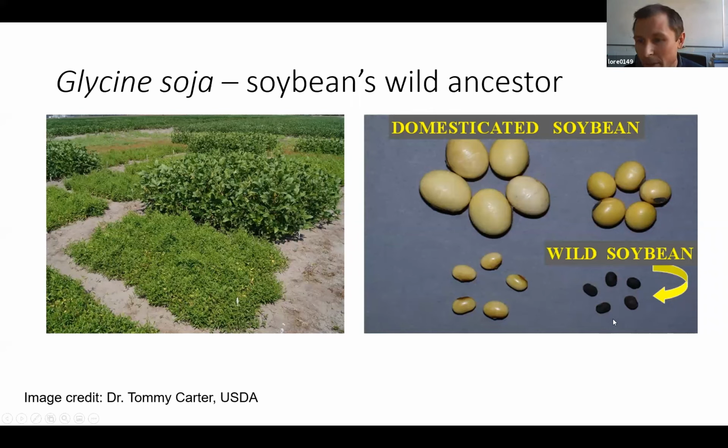The seeds of Glycine soja, this wild ancestor of soybean, are very, very small and black in contrast to what domesticated soybean looks like. So these are remarkable changes that ancient farmers made just through basic selection of soybean throughout the years, going from wild soybean to domesticated soybean through that domestication process.